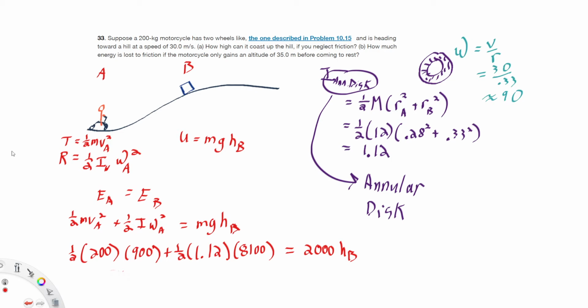Wait. 94,536? That sounds a bit much. Sorry, I'm a bit behind, but for the angular velocity, why did we use 0.33 for the r instead of 0.28? So 0.28 is the radius of this little internal one. But that's not the radius that's actually touching the road. Okay, thank you.